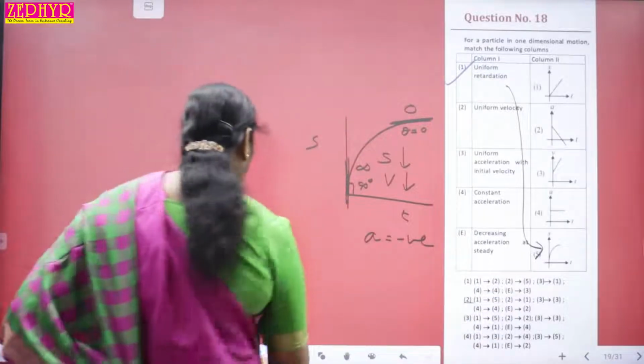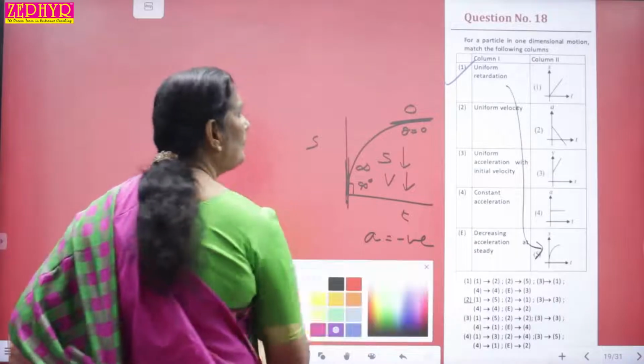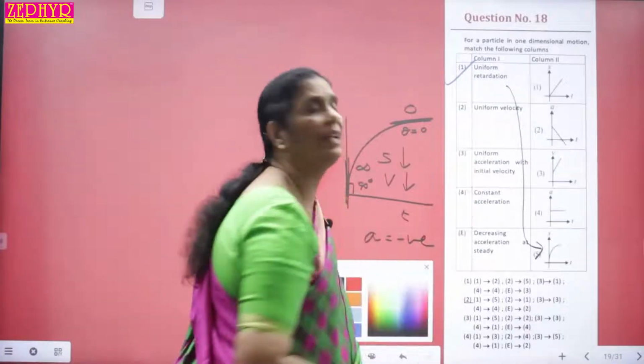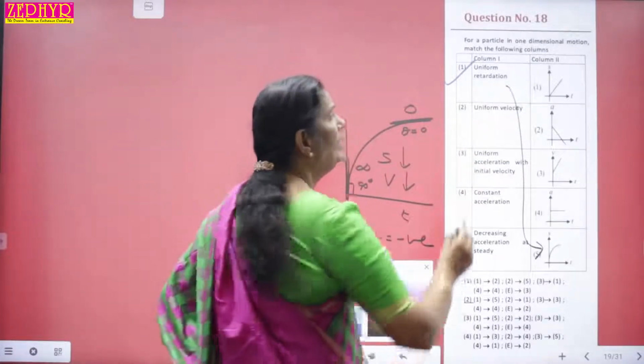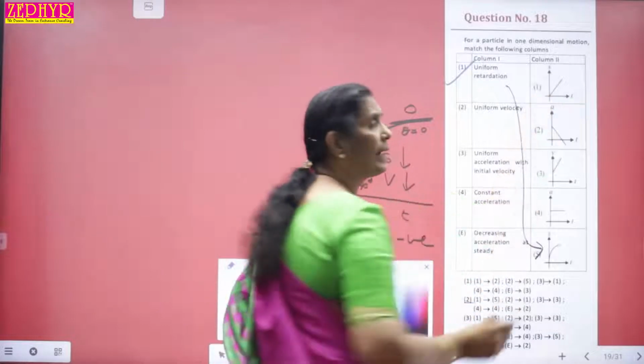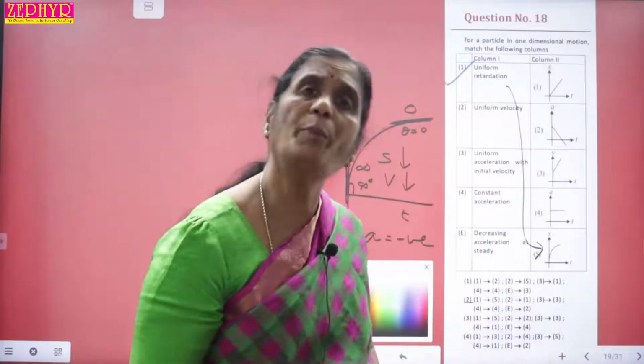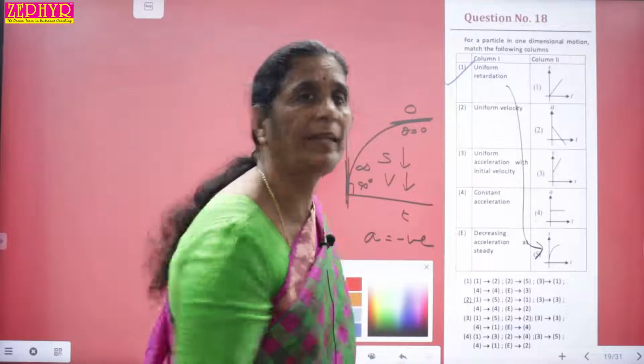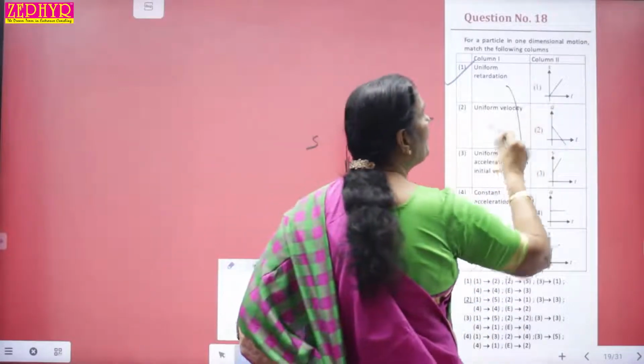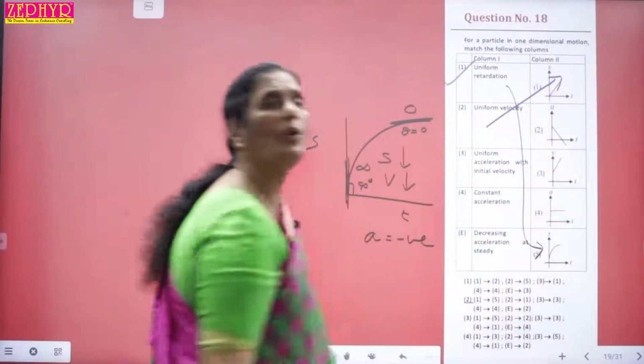Ready now? The next one is uniform velocity. See this, it is a distance-time graph, a straight line. What is the slope of a distance-time graph? Velocity. It is constant, so it represents uniform velocity. Correct. 2 goes to 1.